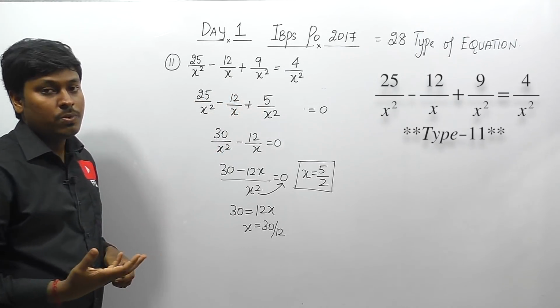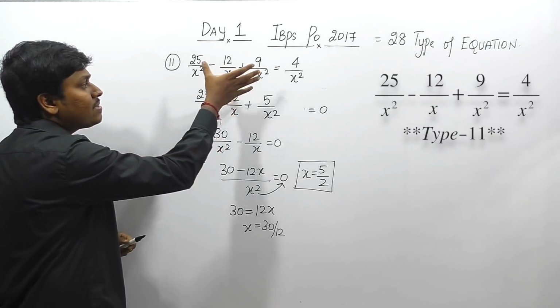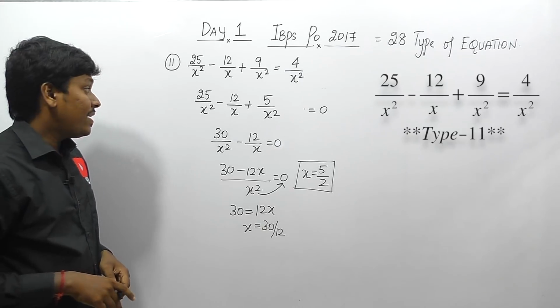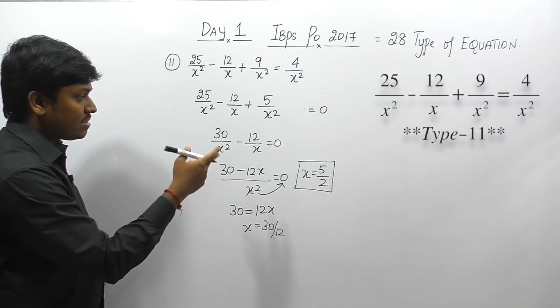If you wish you can do it, or otherwise let me simplify these higher terms into a smaller term. If you take the LCM it will become easy. So finally we got the answer for this equation as 5 by 2.